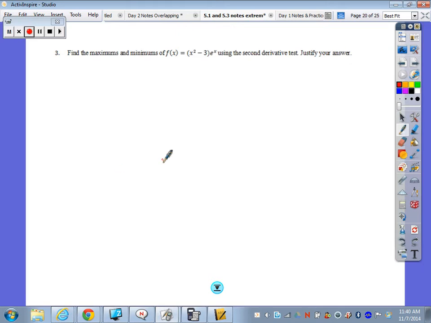So then the last example, find the max and mins of f of x equals x squared minus 3 times e to the x using the second derivative test. So I'm going to take the derivative. I have to use product rule, so I'm going to do first times derivative of e, which is itself, plus the derivative of the second, which is 2x times e to the x. I'm going to set that equal to 0.